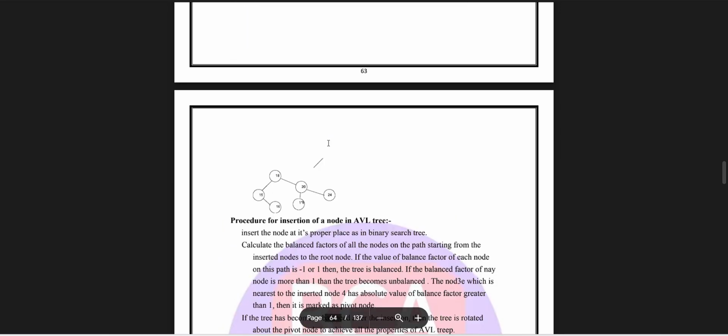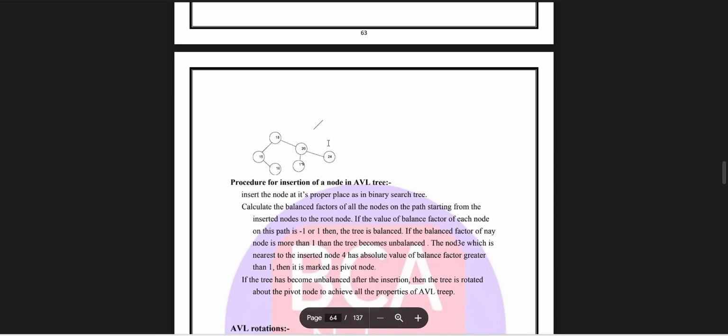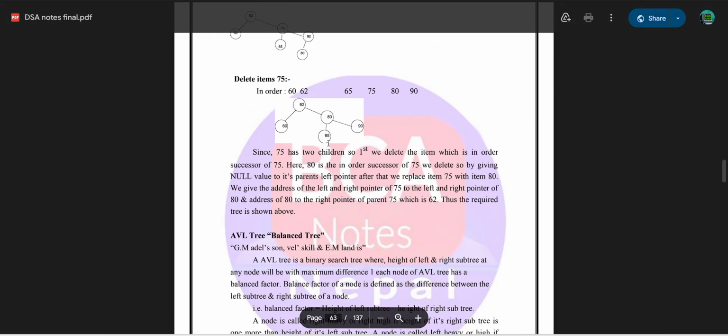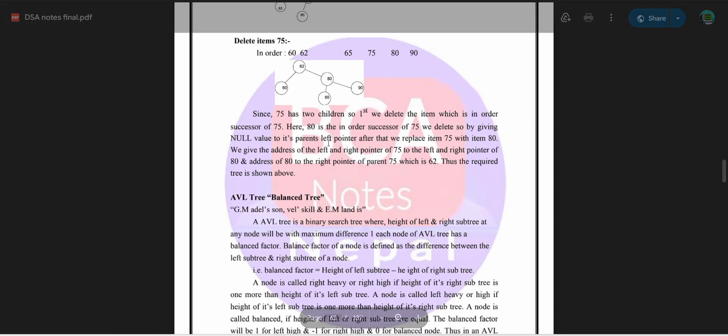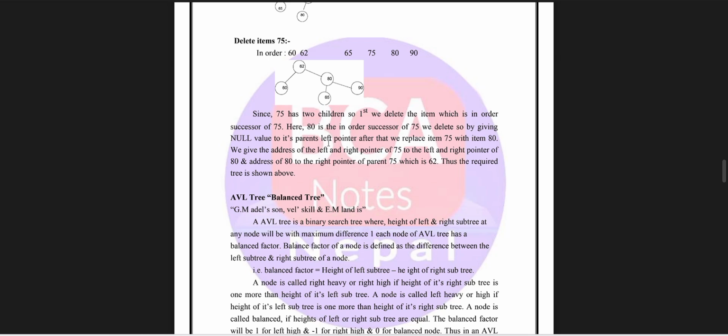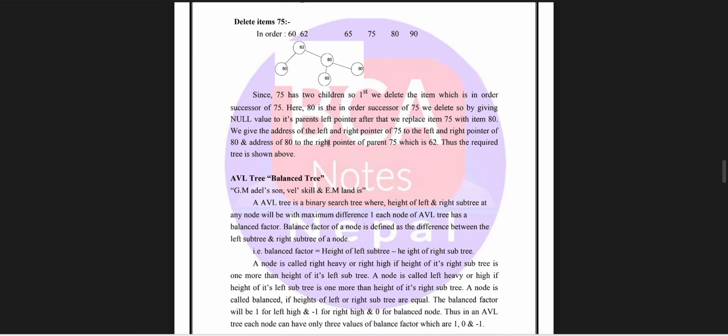AVL tree, or balanced tree. Procedure for the insertion of a node into the AVL tree. An AVL tree is a binary tree where the height of the left and the right subtree at any node differs by a maximum of one.